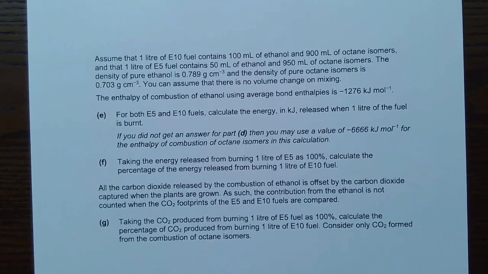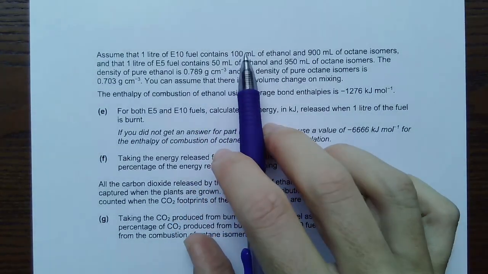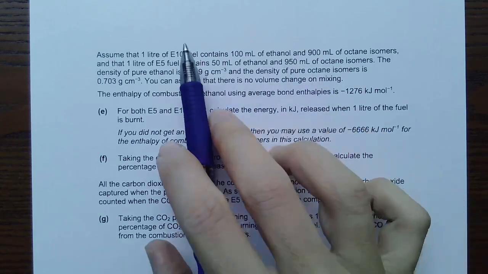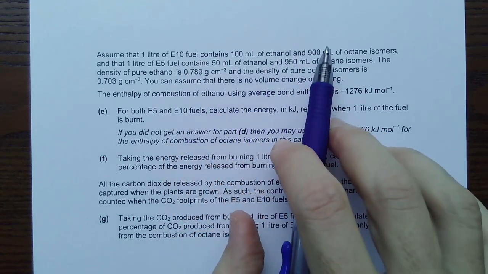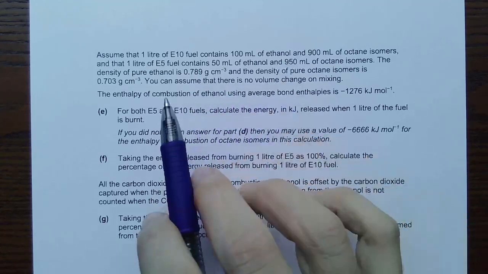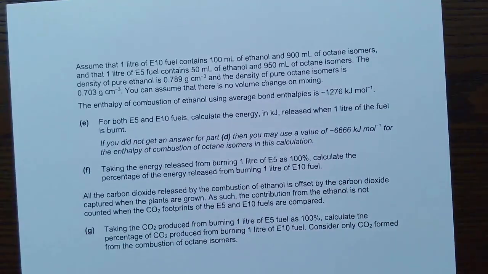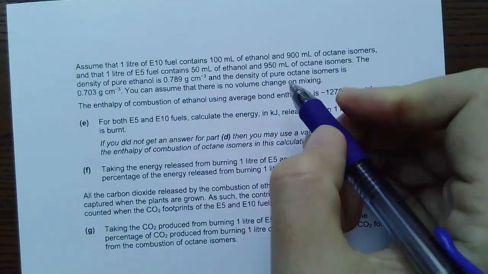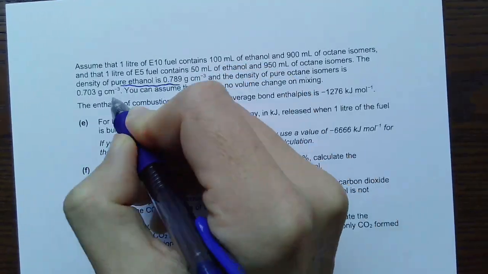Assume that 1 litre contains 100 millilitres of ethanol. So E10 is 100 millilitres of ethanol, 900 octane. E5 is 50, 950. Fine. That's easily understandable. Then we're given the densities of each one.